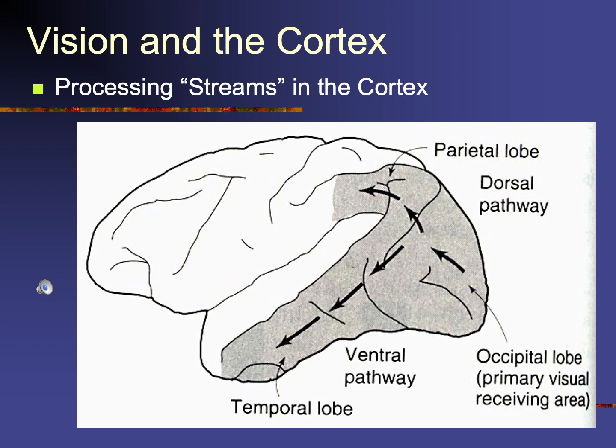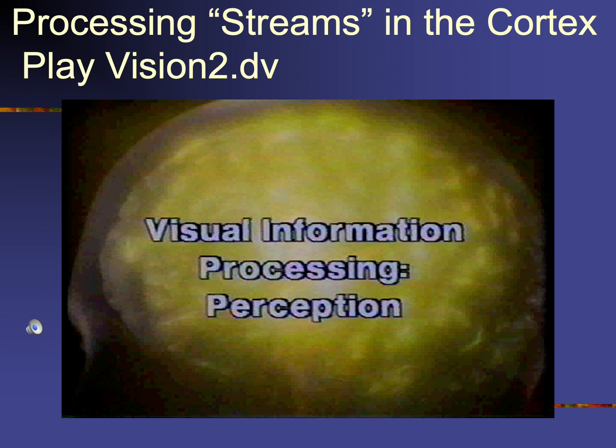The next thing we're going to do, and I also have a movie I'm going to show you, or you should see from the website, that illustrates these processing streams and what happens when you damage them in terms of your visual perception. Okay, so go to the course website, download a movie called Vision 2, and it will explain, using the scientists who identified these things, the processing streams for vision in the parietal and temporal lobes.